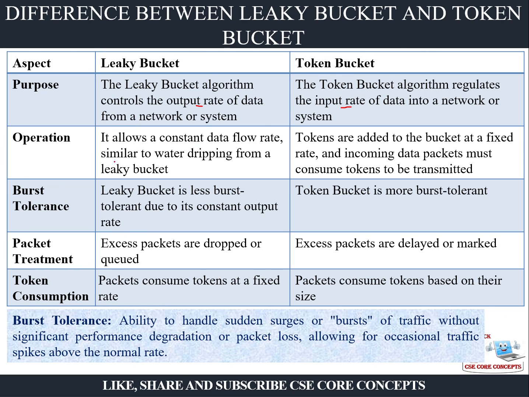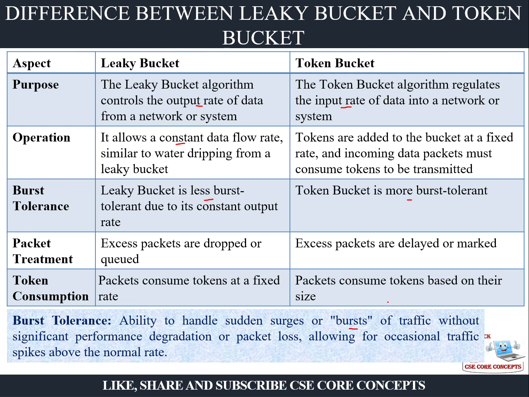so that the packets are not lost. The leaky bucket operation basically allows a constant data flow rate, similar to water dripping from a leaky bucket. And in the token bucket, tokens are added to the bucket, and the incoming packets must consume tokens in order to get transmitted. So leaky bucket is less burst tolerant because it has a constant output rate, whereas token bucket is more burst tolerant. What is burst tolerance? It is the ability to handle sudden changes or burst traffic.